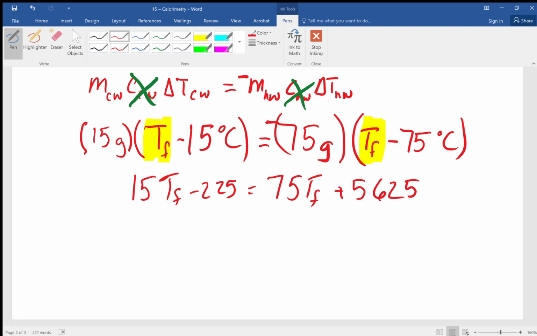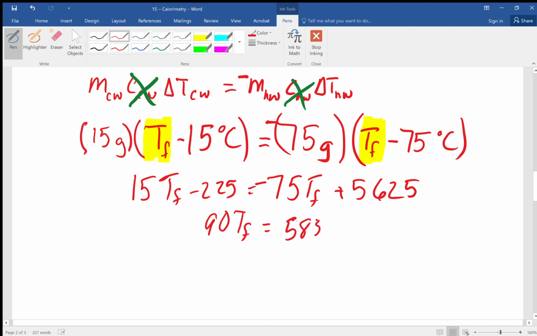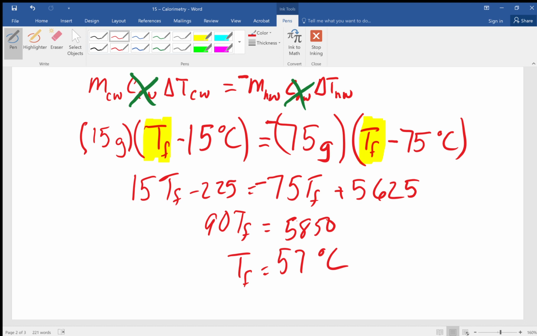Now I'm just going to rearrange so that like terms end up on the same sides. We get 90 T final is equal to 5,850, and if we solve for T final, we get 57 degrees Celsius. So this is an answer that makes sense because it's in between the two starting temperatures, 15 and 75. But in addition to that, since we had more of the hot water, this final temperature is closer to the hot water than it is to the cold water.